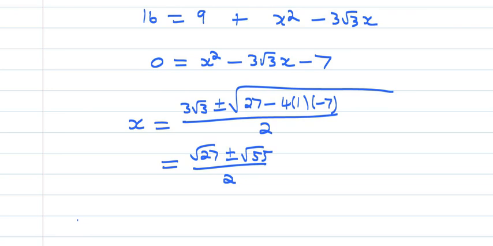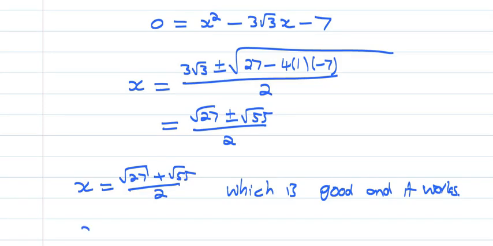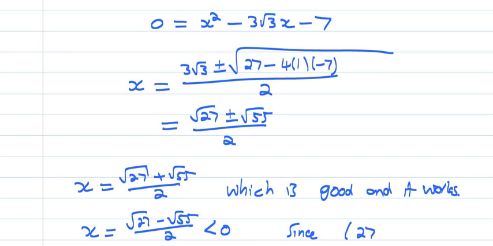So I see 2 options. I see x is equal to the square root of 27 plus the square root of 55, over 2, which is good, and it works. We also get that x is equal to the square root of 27 minus the square root of 55, over 2. And this is negative since 27 is less than 55.